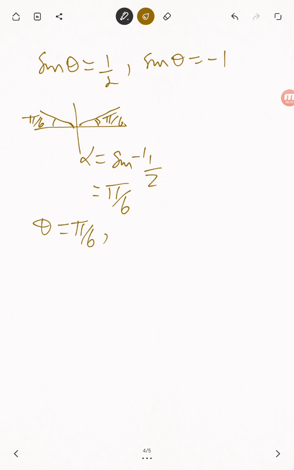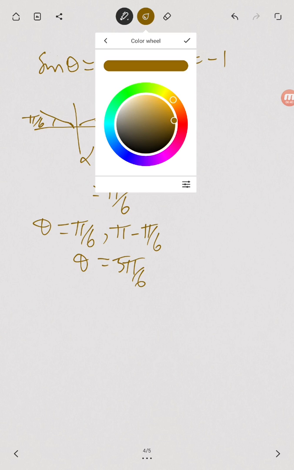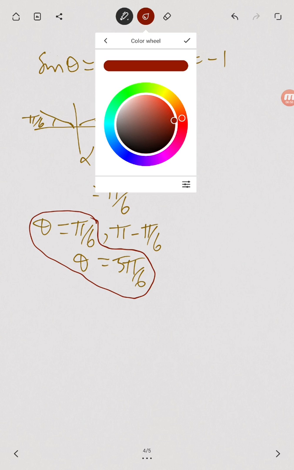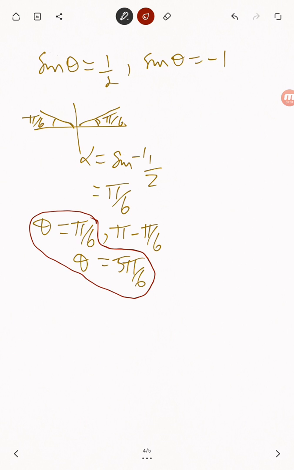Answers to theta would be pi over 6 and pi minus pi over 6 in the second quadrant, which is 5 pi over 6. Okay, so these are my final answers from the first trig equation, which is sine theta equals a half. But I also have this guy over here. Let me just go back to, I don't even know what color I was using. Never mind, I'll just stick with this red for now.